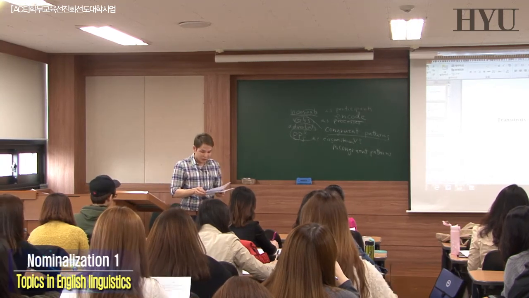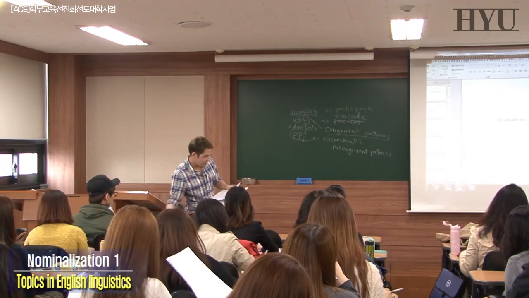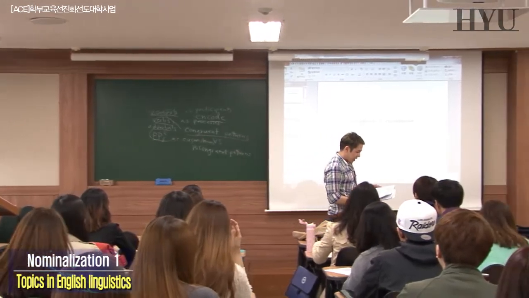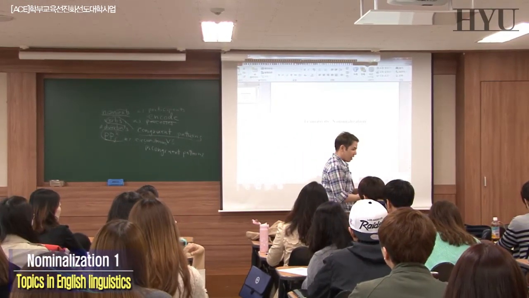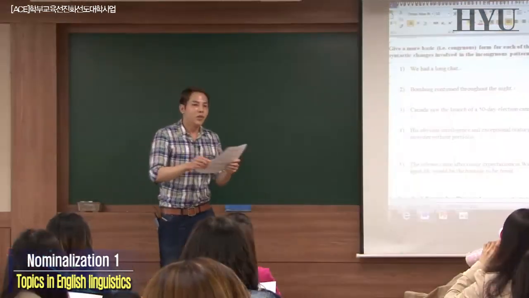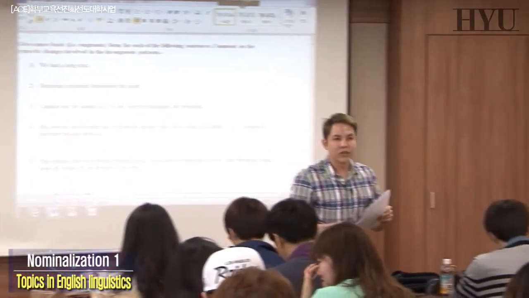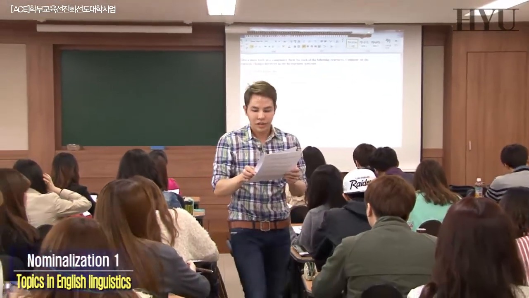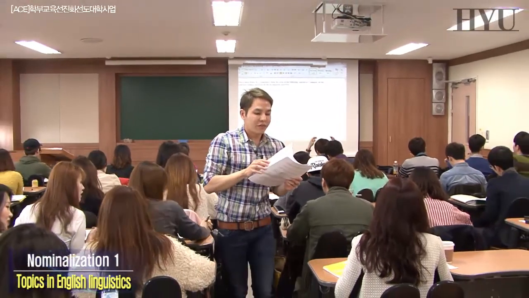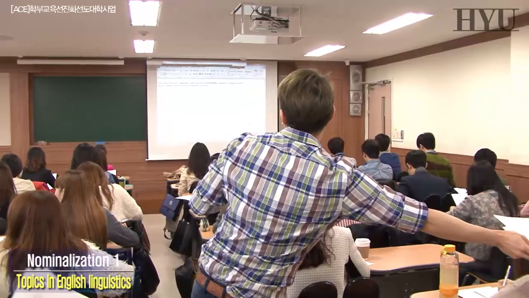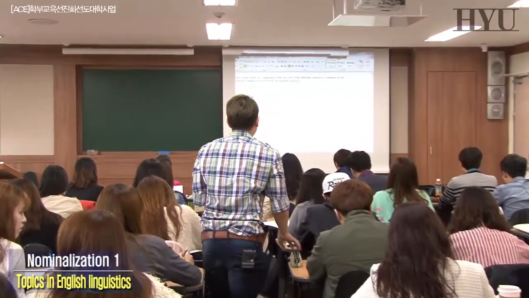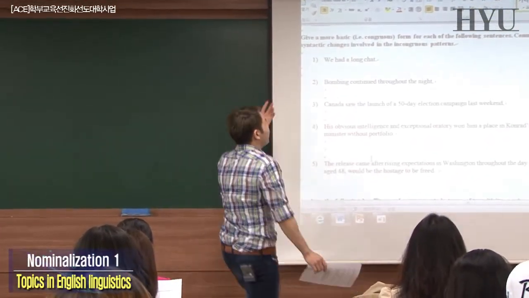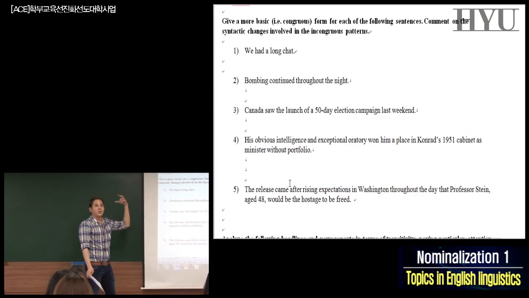But before that, just to remind you of what we did last time, I have these 5 sentences for you to unpack and change to congruent patterns. So on the handout, we'll do the first 5 items. You see the first 5 items on the handout, right? These are incongruent or incongruous patterns, okay? And I want you to turn them into more basic forms, more basic versions.